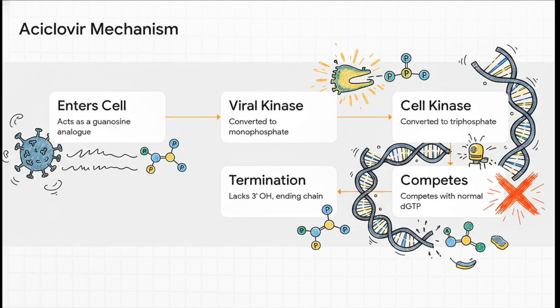But here is the brilliant part. Acyclovir is missing a crucial chemical hook, a 3' OH group. So once the virus inserts it into its DNA chain, no more links can be added. Boom, immediate chain termination. The viral DNA polymerase enzyme is permanently jammed.